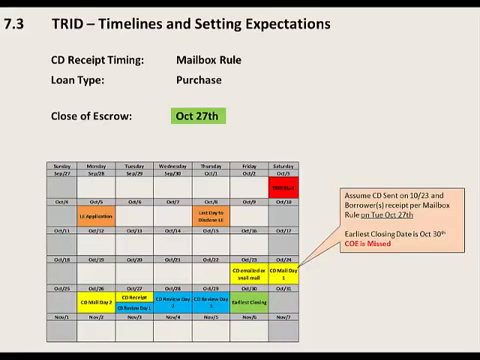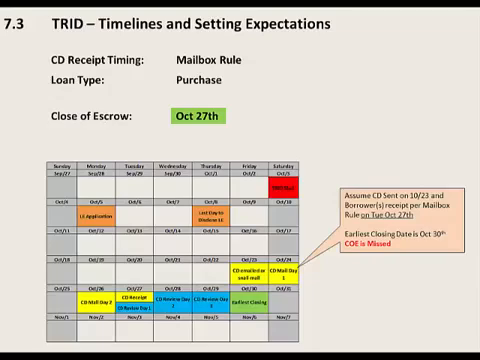In this example, all the same assumptions as the previous slide. It is a purchase transaction and close of escrow is October 27th. However, the borrower did not acknowledge receipt of the CD, and the mailbox rule is used for CD receipt. Based on the TRID CD review period, the earliest closing is October 30th, and we missed the close of escrow. There is not a method or option to close on the close of escrow October 27th.